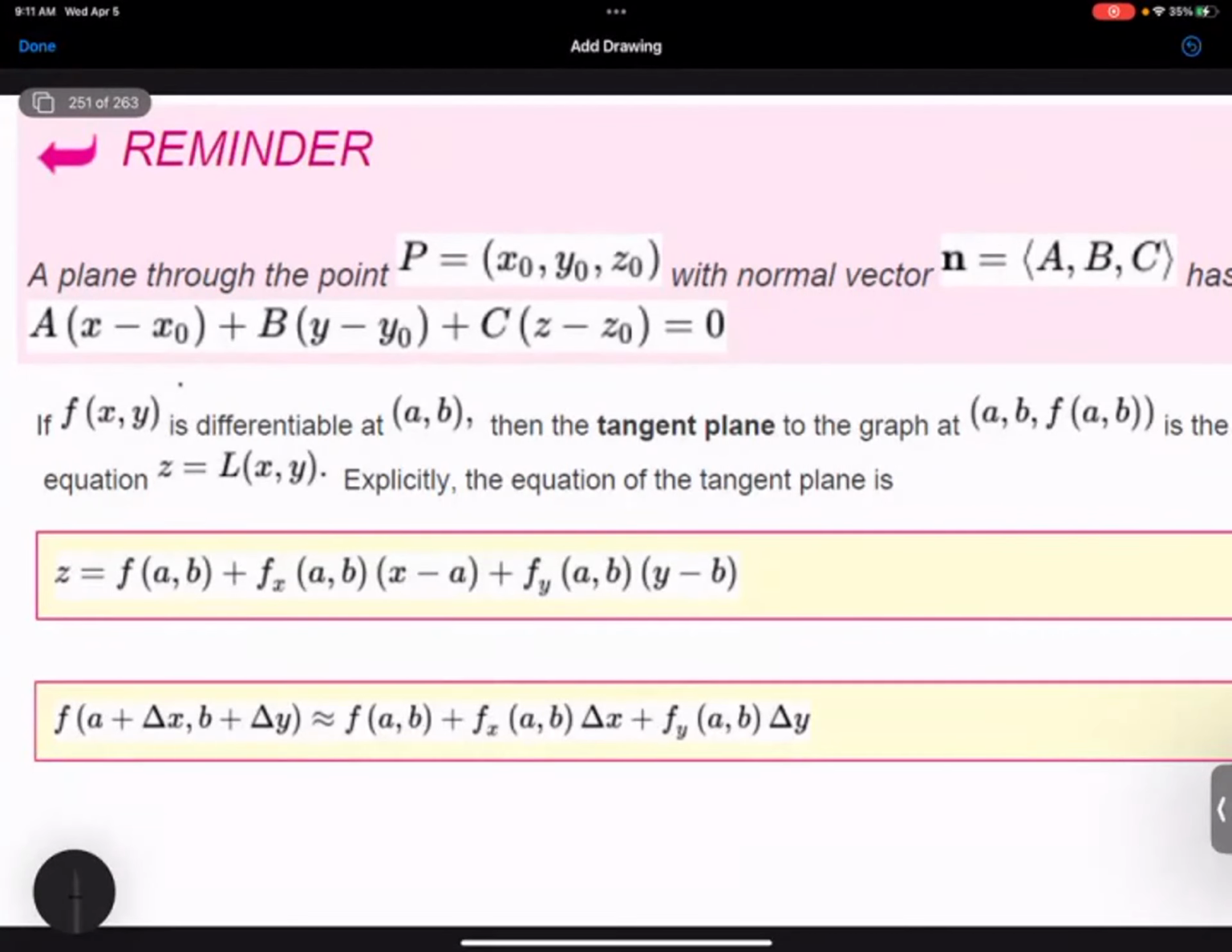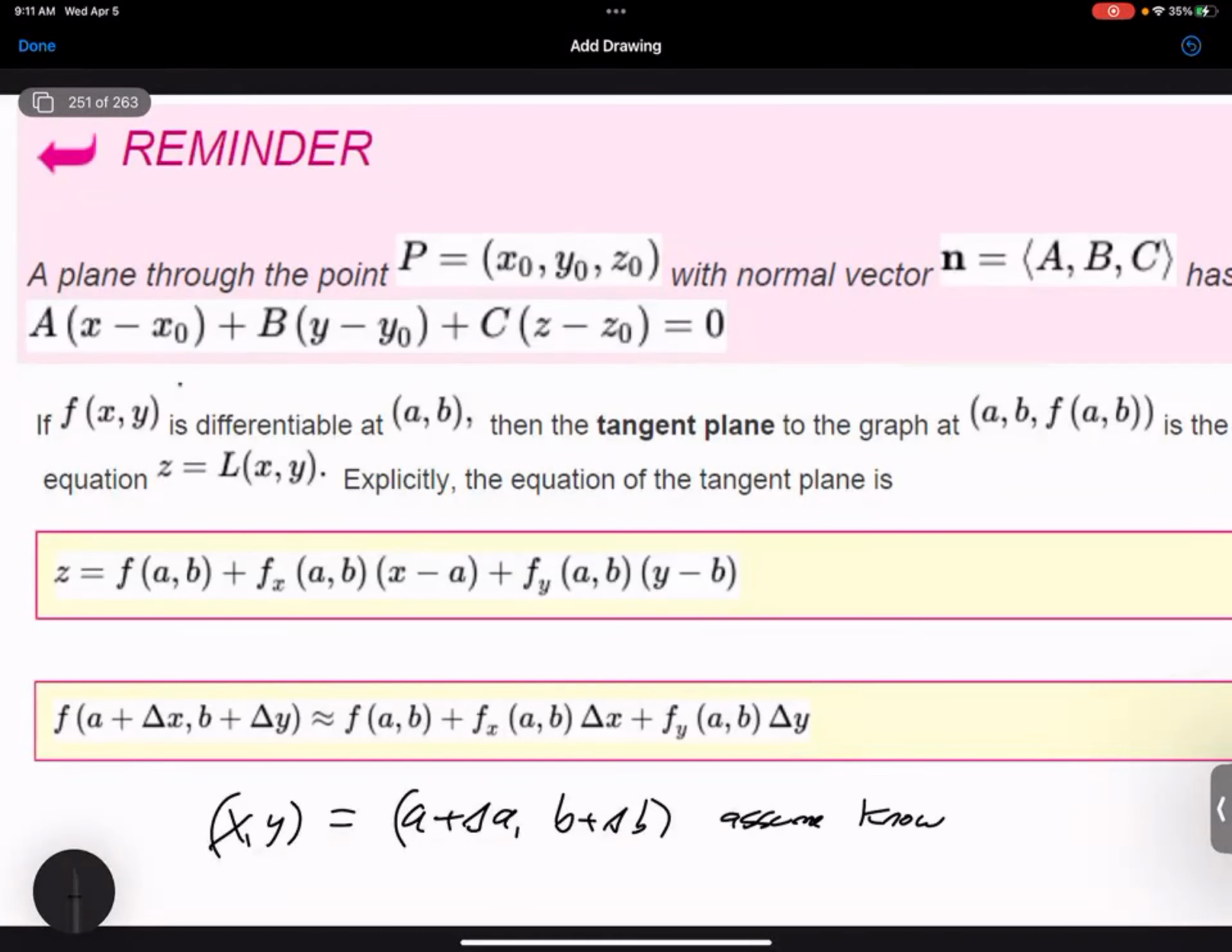We can use this to approximate functions. If I know the value of the function at some point (a, b), and I know the partial derivatives at (a, b), I can then approximate, well, let's move a little bit. Let's go to some point (x, y). What we'll often do is write (x, y) as (a plus delta a, b plus delta b). And we assume we know f of a, b, f sub x of a, b, and f sub y of a, b.